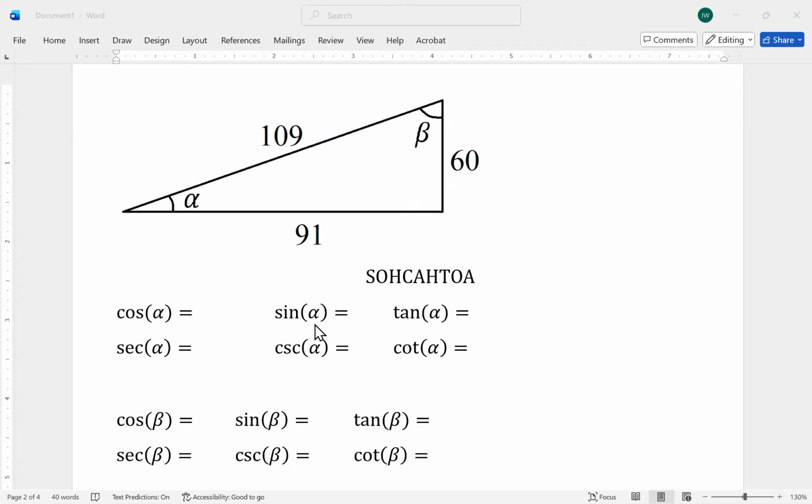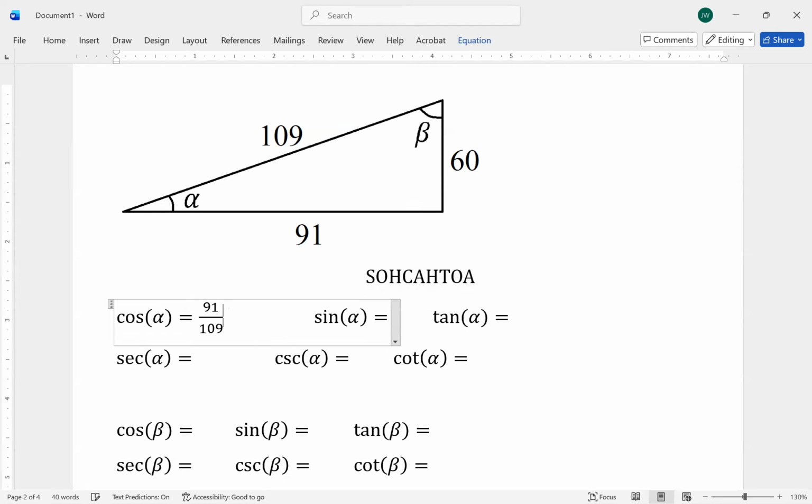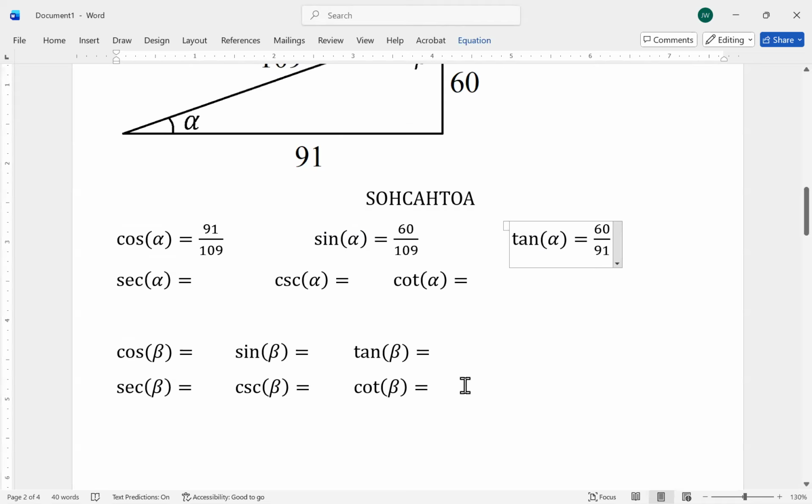So if we're trying to find the SOHCAHTOA, a lot of times I'll start with the sine. Sometimes I'll start with the cosine. It really doesn't matter which one you start with. Cosine is adjacent over hypotenuse. That's 91 over 109. Sine is opposite over hypotenuse. The side opposite of alpha is 60 over the hypotenuse of 109. And then tangent of alpha, tangent is opposite 60 over adjacent, which is 91. So we get those values for cosine, sine, and tangent of alpha.